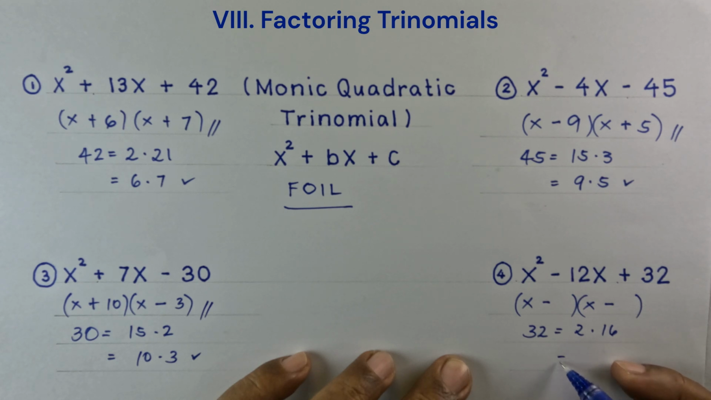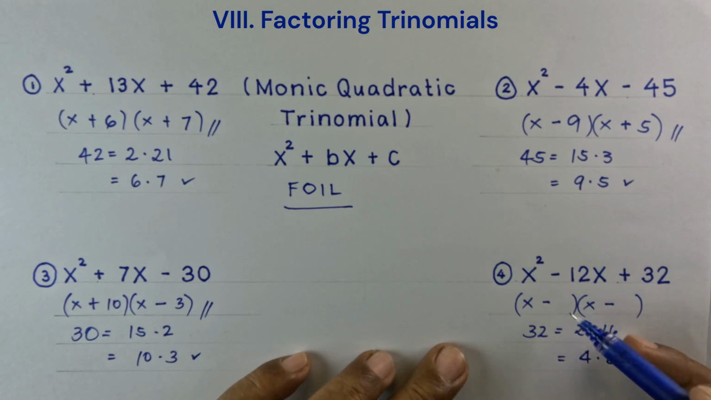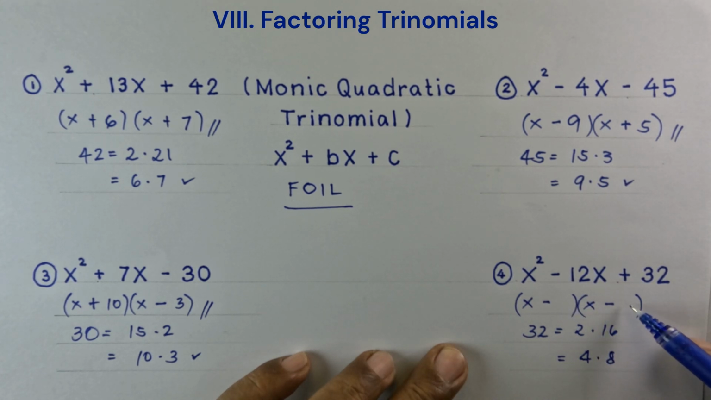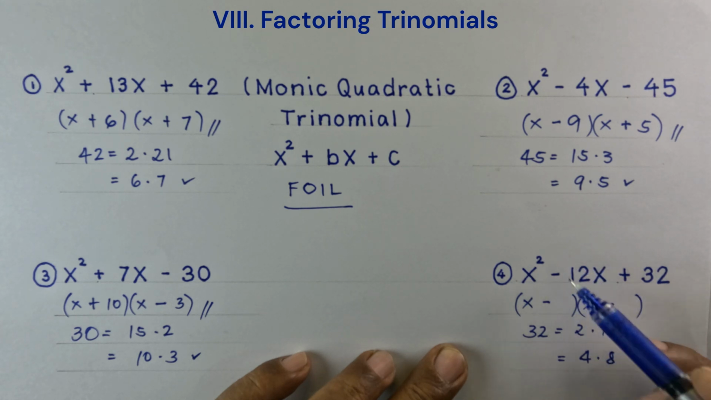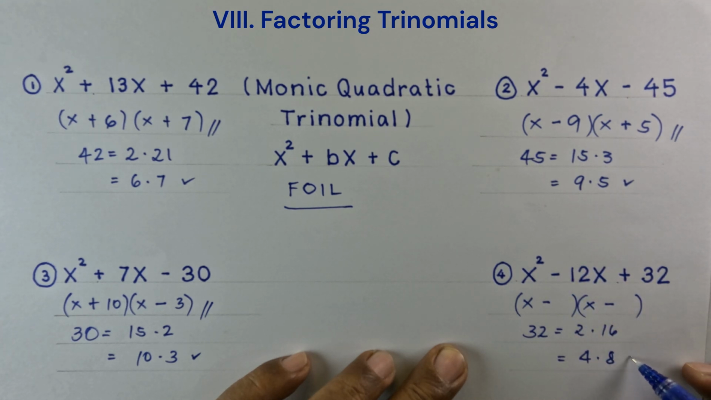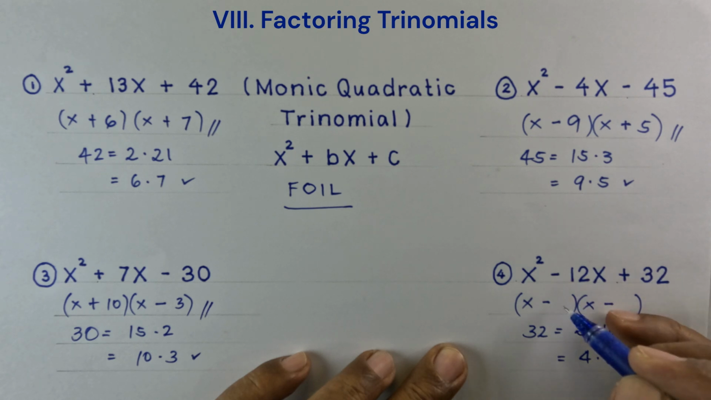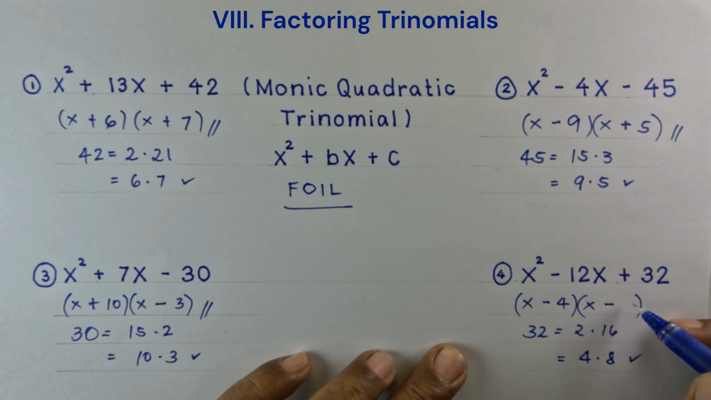So let's try another one. How about 4 times 8? So 4 times 8 is 32. If I place 4 here and the 8 there, that would be minus 4 minus 8 is minus 12. Exactly that number. So therefore, this pair of factors is correct. So I write here 4 and the 8 here. So minus 4 minus 8 is minus 12. So we're good with that.